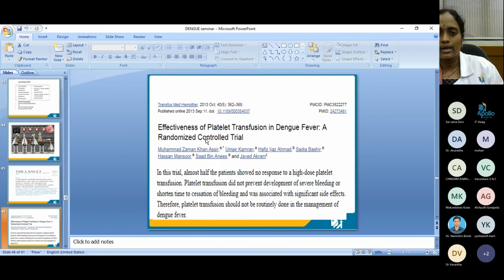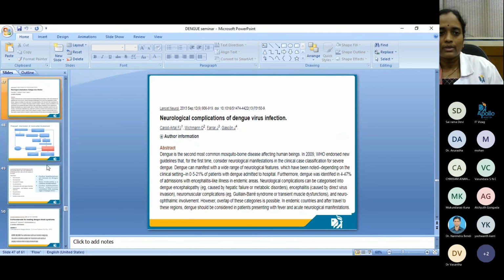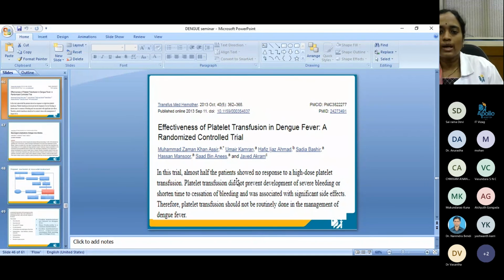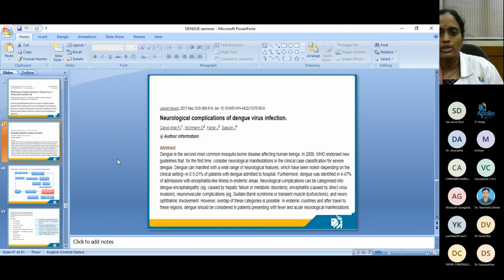This is also one study on the effectiveness of platelet transfusion in dengue fever, a randomized trial published in 2013. It says almost half the patients had no response to a high dose of platelet transfusion. Platelet transfusion did not prevent severe bleeding or shorten the time to cessation of bleeding. So all these trials have shown that there is no role of platelet transfusion in dengue.